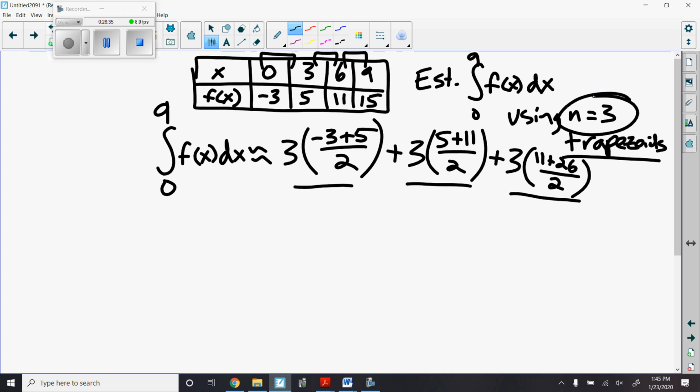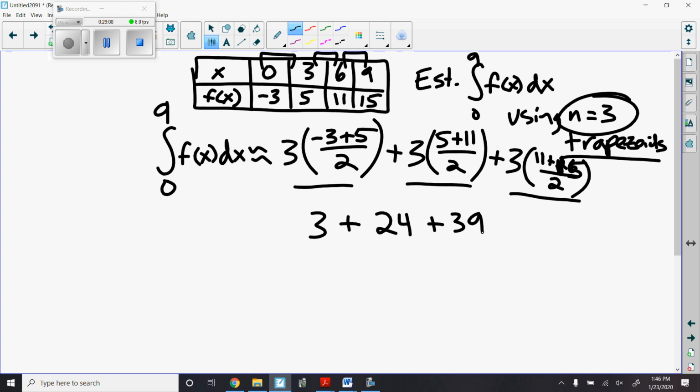So I know negative 3 plus 5 is 2. 2 divided by 2 is 1. 1 times 3 is 3. 5 plus 11 is 16. 16 divided by 2 is 8. 8 times 3 is 24. 11 plus 15, I'm sorry, I should have said 15. 11 plus 15 is 26. 26 divided by 2 is 13. 13 times 3 is 39.